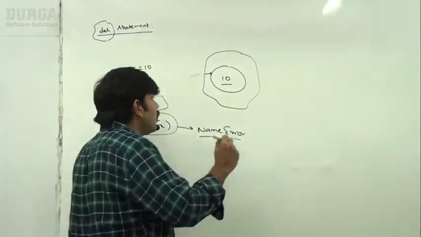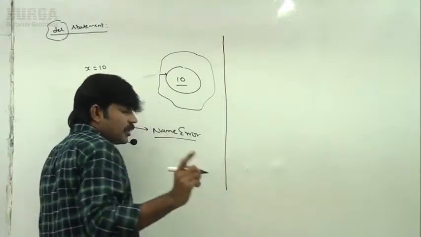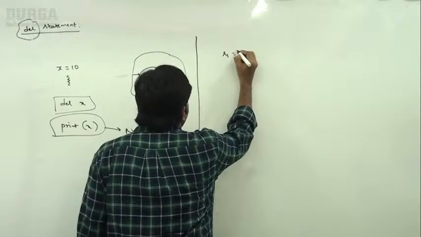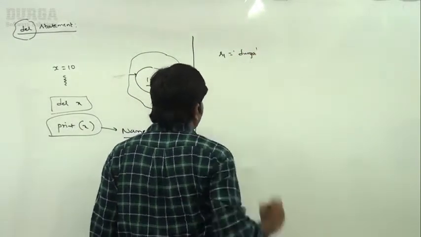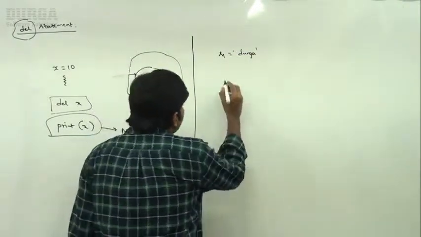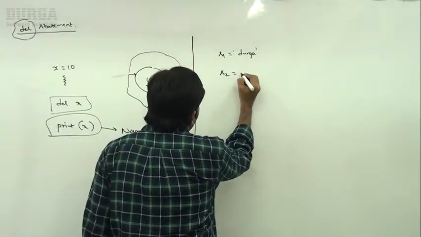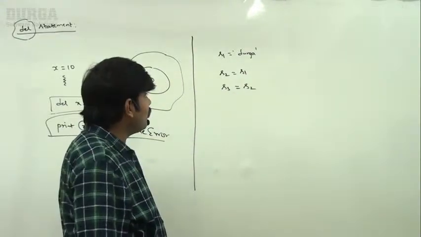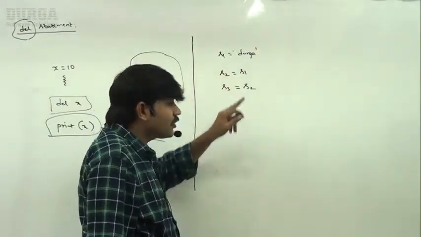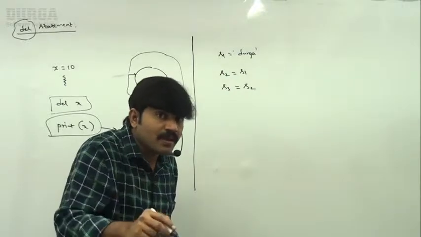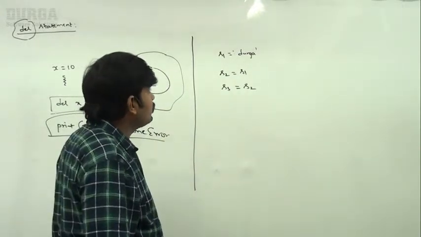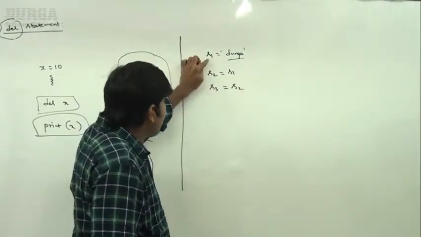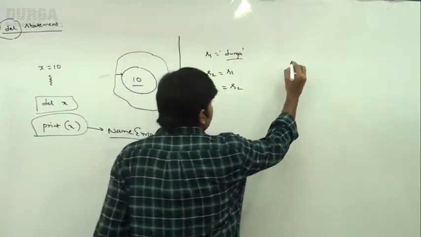Now I have one small conclusion about this del keyword. Observe very carefully. I am taking s1 is equal to Durga. Now s2 is equal to s1, s3 is equal to s2. Can you please tell how many objects are available in total? Only one object, Durga. But how many reference variables are there? s1, s2, s3.